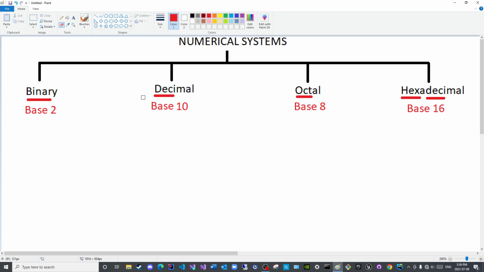Okay, so let us see what bases here mean. We will start with the decimal system because that is the most common numerical system, or rather, most people are aware of the decimal system or use the decimal system in one form or another.